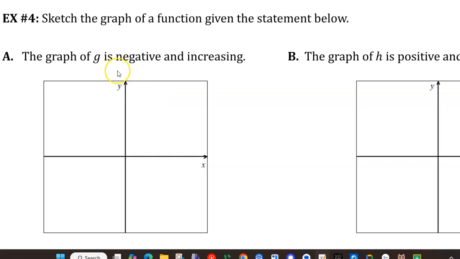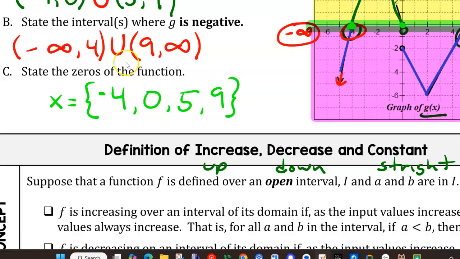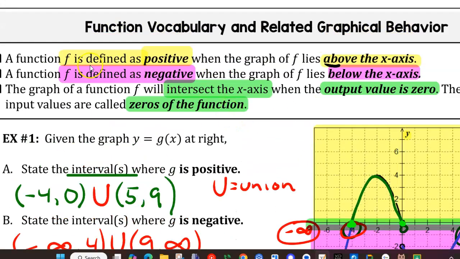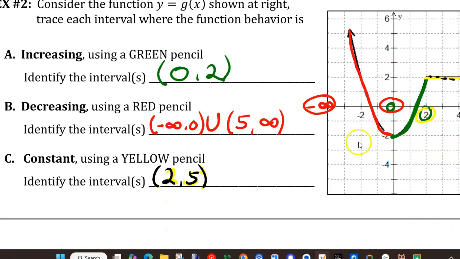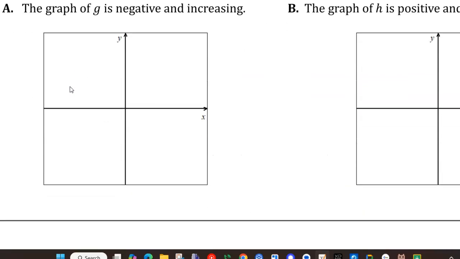All right, so negative, what does that mean? Right, if you need to, you can always go back. Right, negative, below x-axis. So we need to be below the x-axis, our graph, and it needs to be increasing. So it needs to be going up, but stay below the x-axis. So it just combines these 2 concepts into one. And there's no single right answer here. So you could draw anything. I'm going to draw something like this.